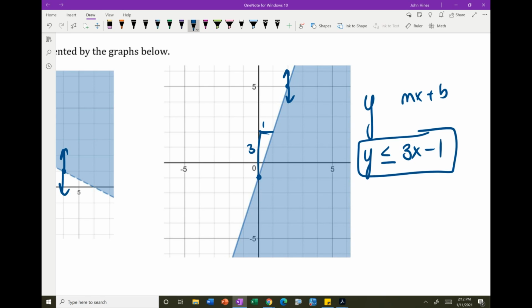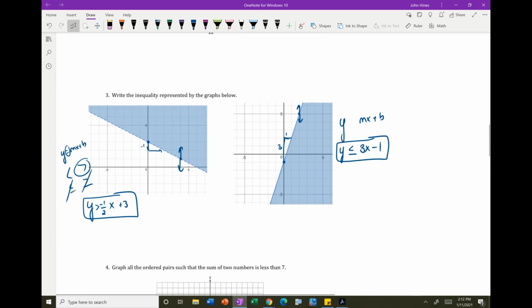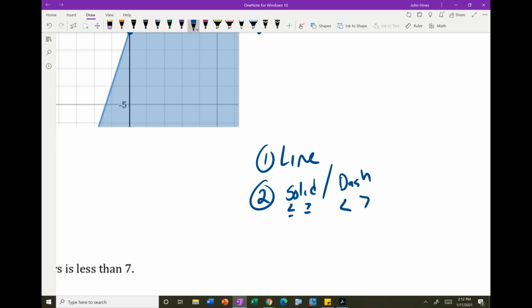All right, I'm going to end the video there. We've got some more problems to do, but we'll talk about those in class. The big idea is we graph the line. That's step 1. But before you finish graphing that line, you have to decide, is it solid? Do I have the equal to pieces? Or is it dashed? Is it less than or greater than? And then finally, you need to shade the half plane. Which way am I shading? Am I shading up or am I shading vertically down? And I'll see you guys in person.